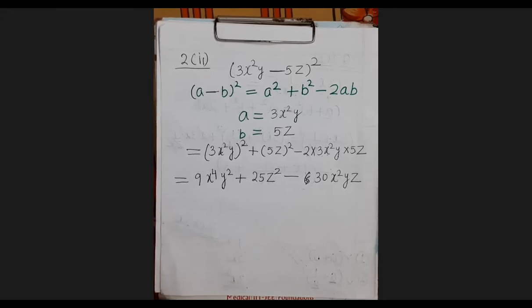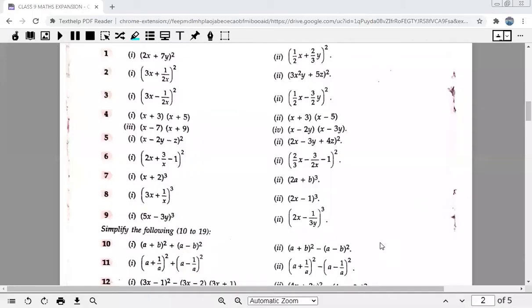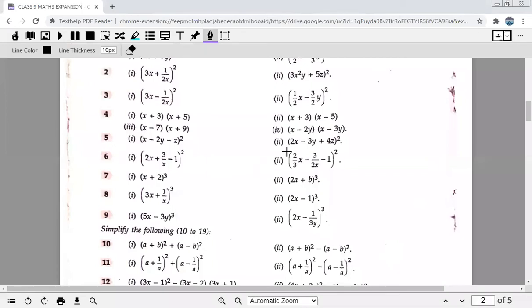Now all of you turn off your audio. Now I am taking one more question. Question number 5, you can see this part. Question number 6, this part. Okay, I am going to do this. By which formula you will do this? Can you tell me?